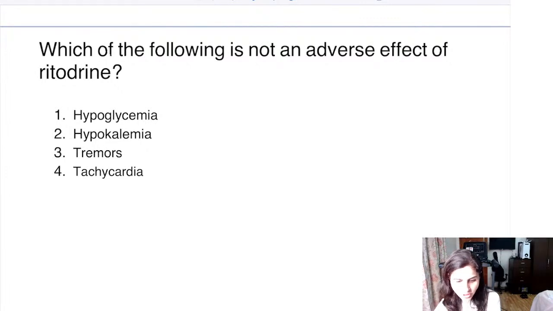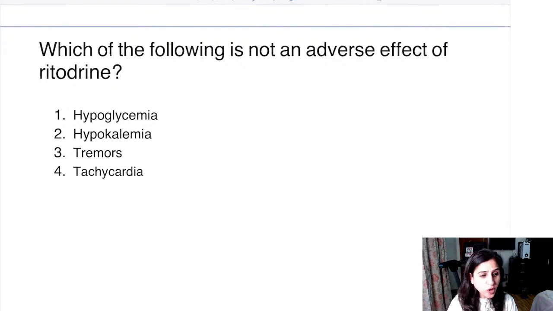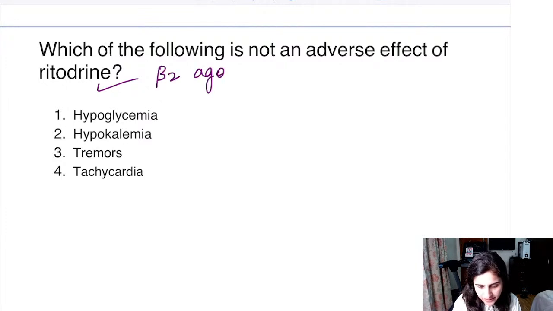So, Ritodrine is what? First, you should know what Ritodrine is. It is a beta 2 agonist. Okay? A tocolytic drug, a beta 2 agonist. So by stimulating beta 2, what are the effects which can come? That you should be clear of. Remember, I'll come to this question later.